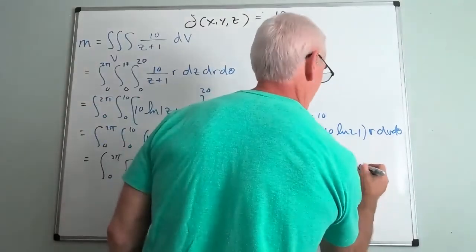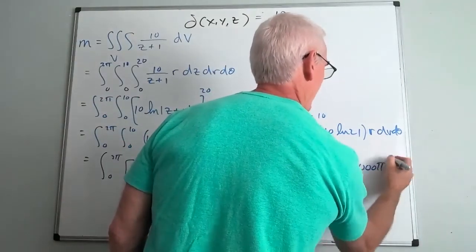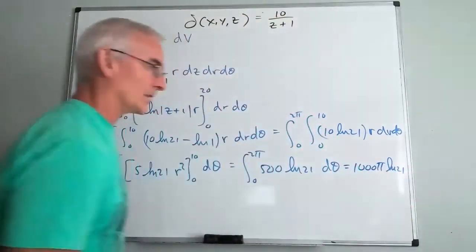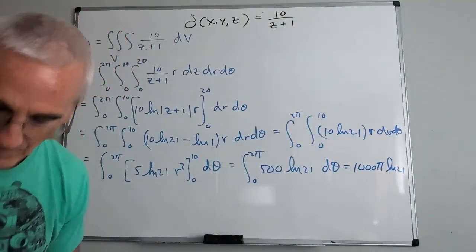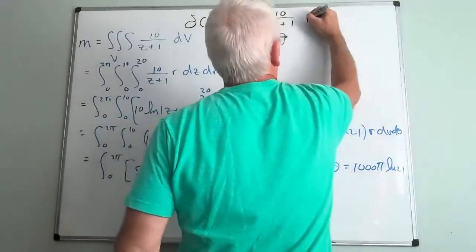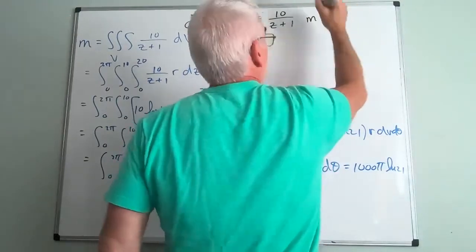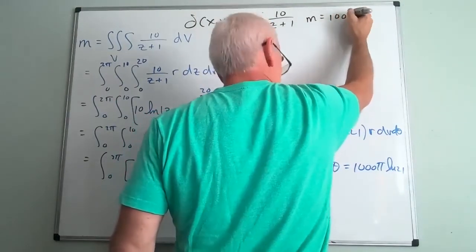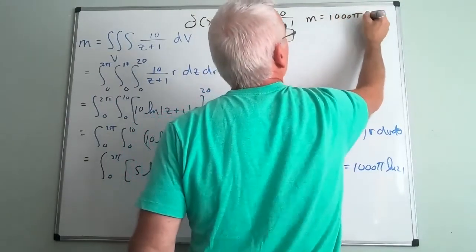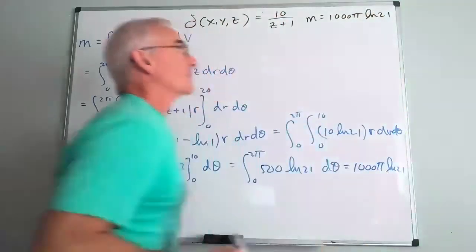So I now have 1,000 pi log 21. What a crazy answer, right? So I'm going to write that up here. So our mass is 1,000 pi log 21, whatever that is.